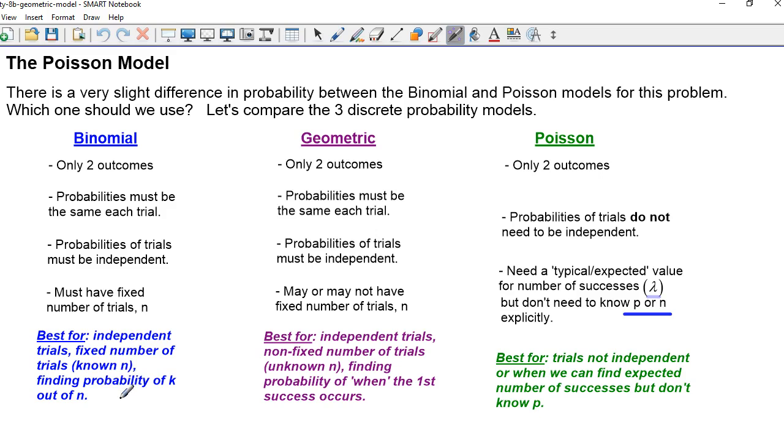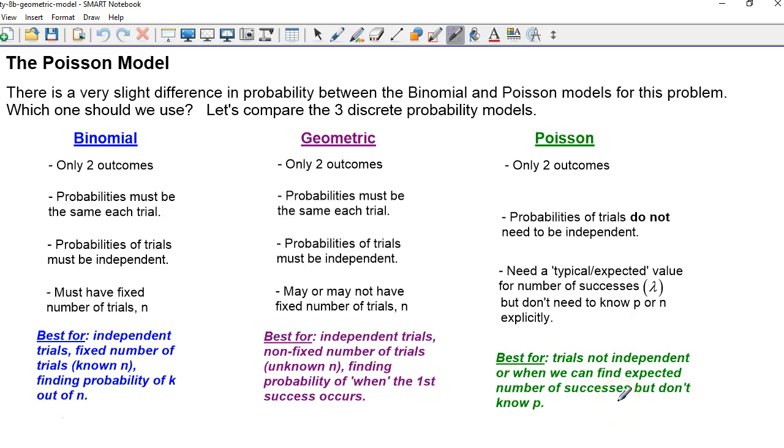Okay, so when would we typically use these three models? Well, binomial is the best model to use if we have independent trials with a fixed number of trials, a known value for n, and we're finding the probability of some number out of the n. That's really the best model to use. Geometric is specifically for independent trials with a non-fixed number of trials where we're finding the probability of when the first success occurs. And the Poisson model is best used when the trials are not independent because we can't use the other two models, or when we can find an expected number of successes but we don't have an n or a p-value.